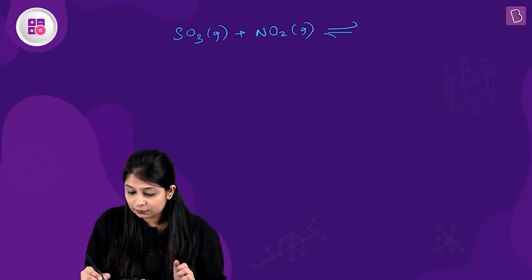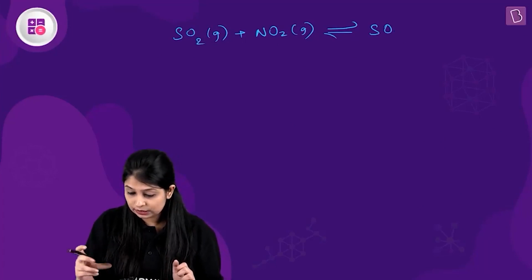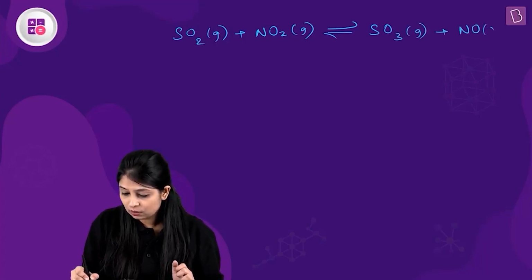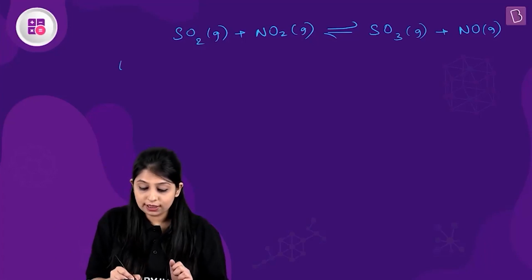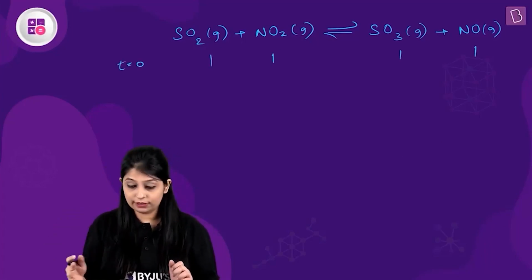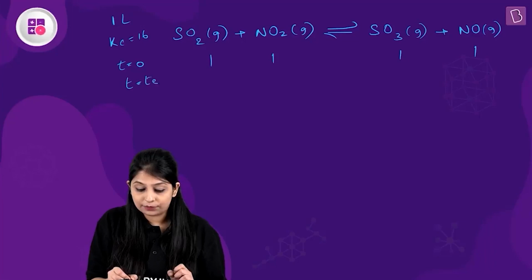Sorry, I'm writing that equation again. Give me 2 minutes. So this is SO2 gas. This is SO3 gas in the product. Okay. So initially we know that we had 1 mole each of these gases in our 1 liter container. Kc is 16. At equilibrium, what would happen?